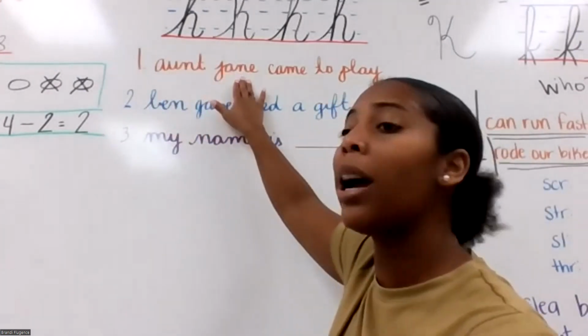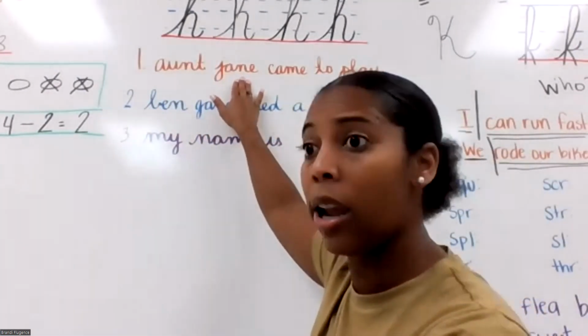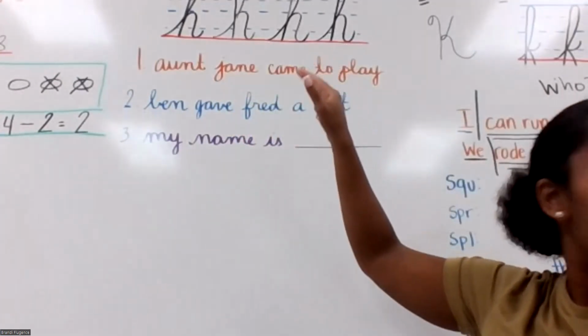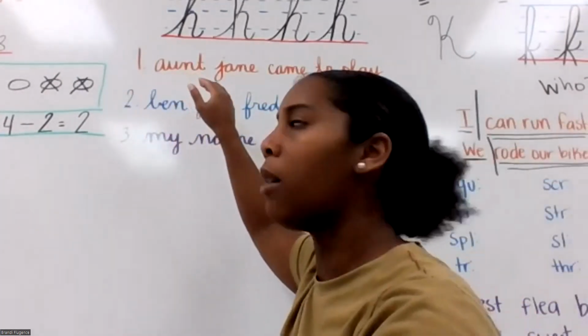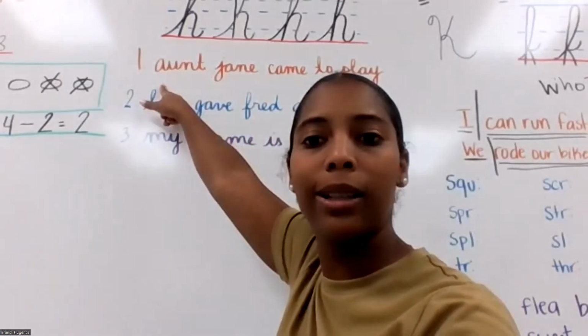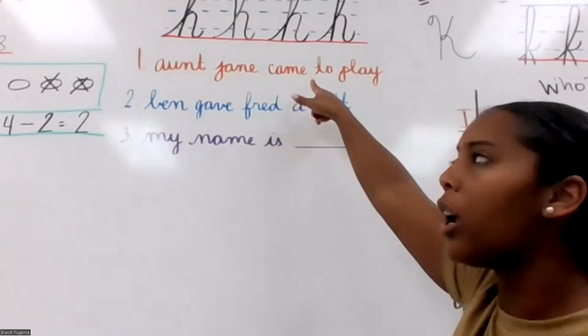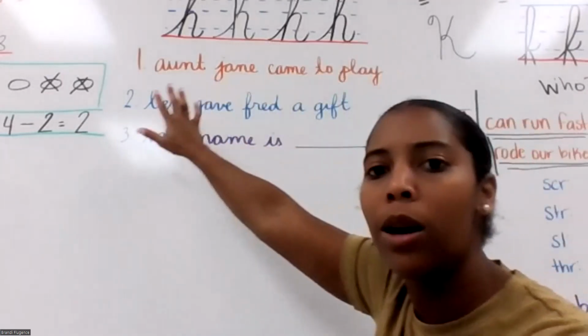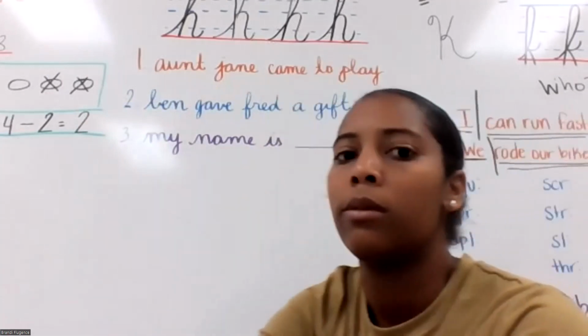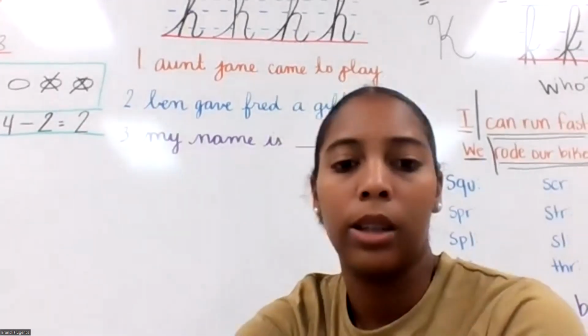So that means when I write Jane, how should I write Jane? When I write Jane, you said that I capitalize it. All right, so go ahead, guys. Let's do number 1. Aunt Jane came to play. Only number 1. Do not do 2 and 3. Only number 1.